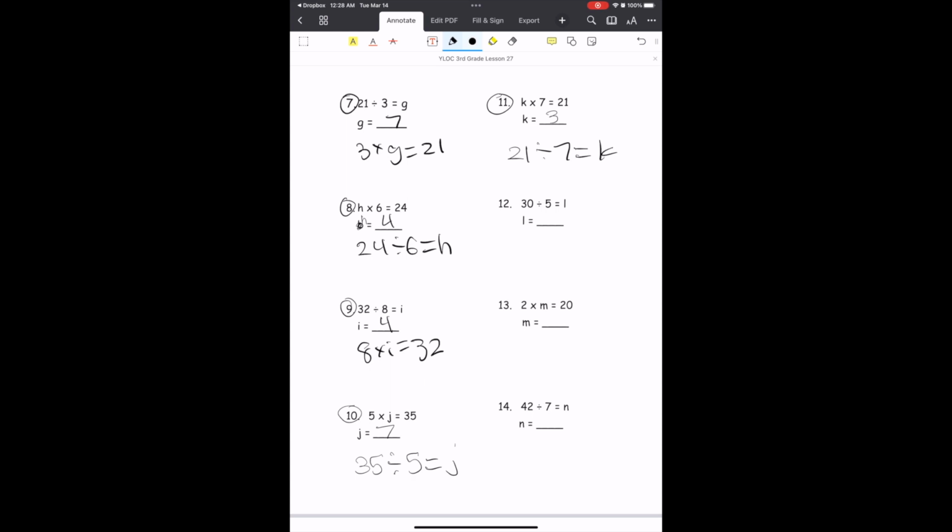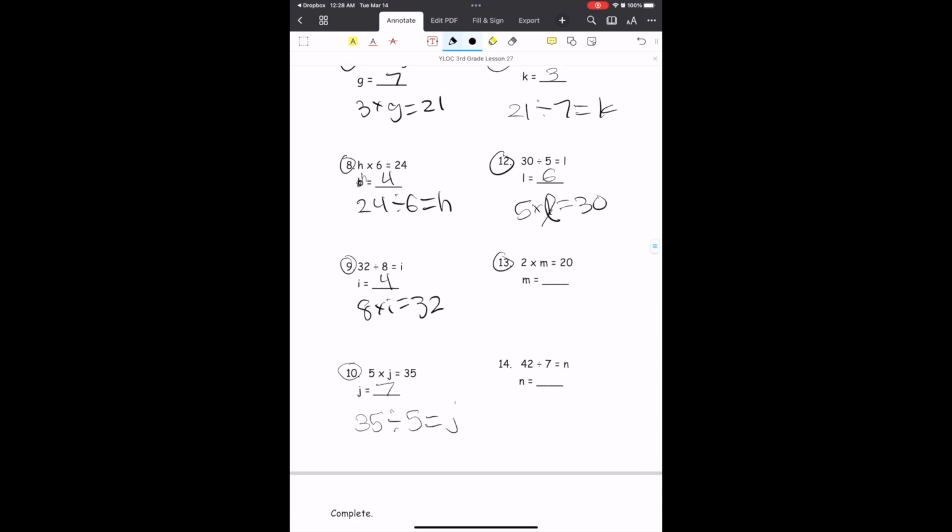Number 12. 30 divided by 5 is equal to L. We can also write this as 5 times L is equal to 30. Oops, sure, that's an L, not a 1. And we all know 5 times 6 is equal to 30, so L is equal to 6.